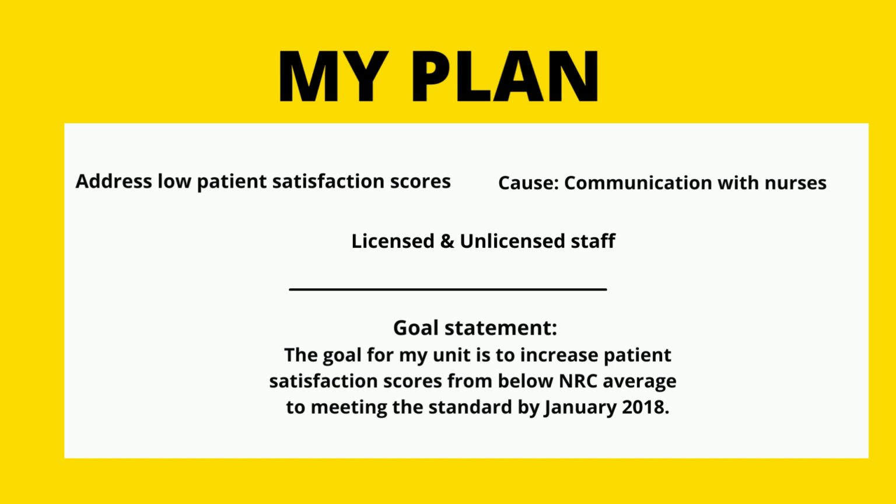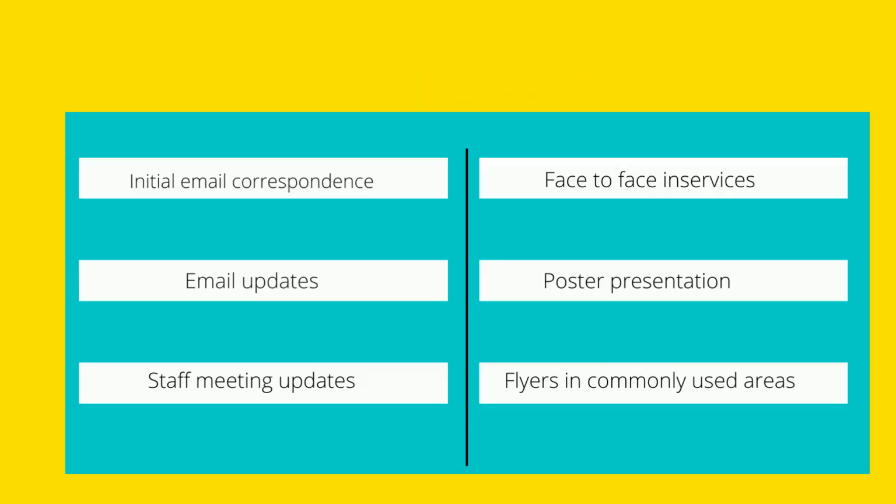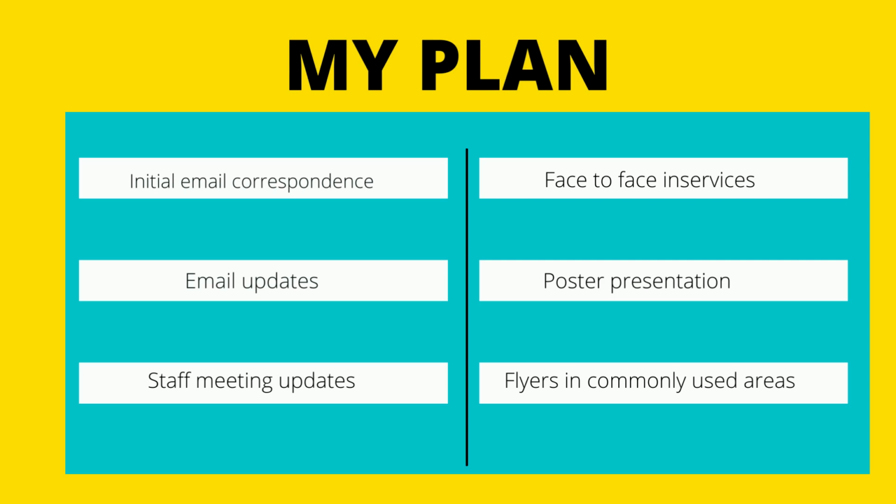The goal for my unit was to increase patient satisfaction scores from below the NRC average to meeting the standard by January of 2018. I sent out an initial email to communicate to the staff as a whole where we were currently, what direction we were trying to go, and what we needed to achieve with our scores. During that phase, I considered that my opportunity to get buy-in from my peers.